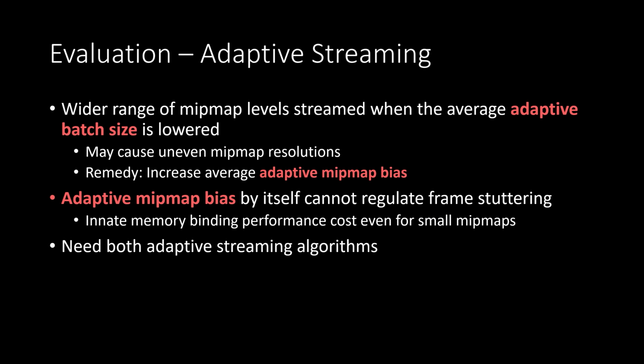Here we evaluate our adaptive texture streaming algorithms. We found that there is a wider range of mipmap levels streamed when the average adaptive batch size is lowered. This may cause uneven mipmap resolutions during streaming, which can be remedied by increasing the average adaptive mipmap bias. The adaptive mipmap bias algorithm by itself cannot regulate frame stuttering. This is because there is an innate memory binding performance cost even when streaming small mipmaps. Hence, we need both adaptive algorithms for texture streaming.